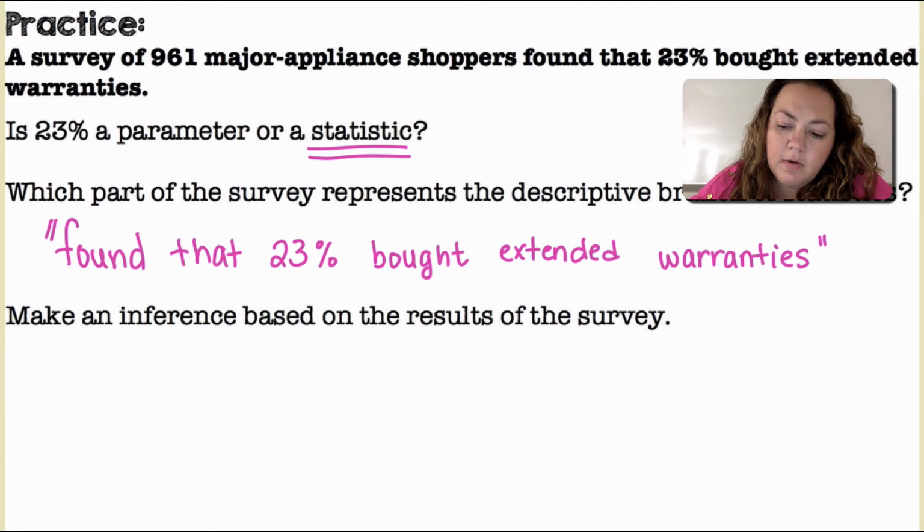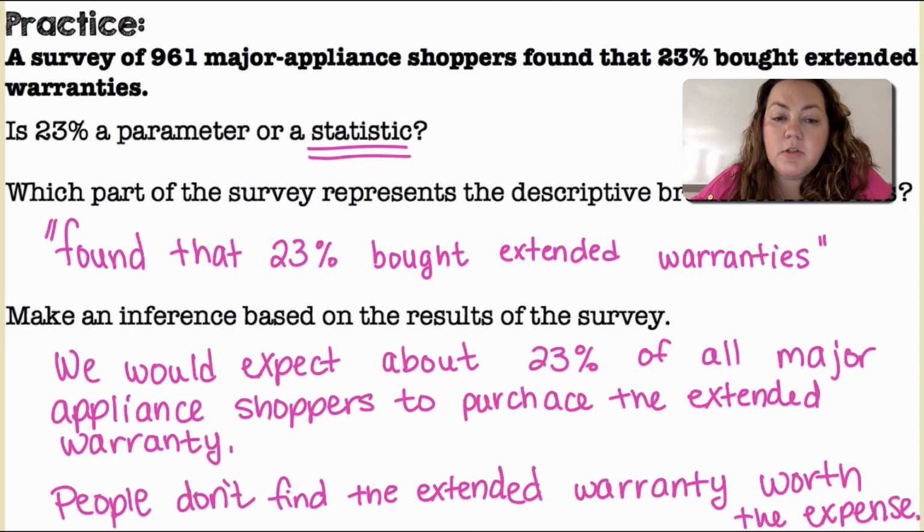Okay, so you could do a number of things here. I'm going to give you two examples. So we would expect about 23% of all major appliance shoppers to purchase the extended warranty. Okay, is it going to be exactly 23% if we ask every single major appliance shopper? No, it may be, it may not, because we are doing this based off of a sample. You could also say that people don't find the extended warranties worth the expense. Based on our sample, only 23% purchased the extended warranty. So maybe it's not worth it to them. Basically, what could you infer from the statistics, from the sample?